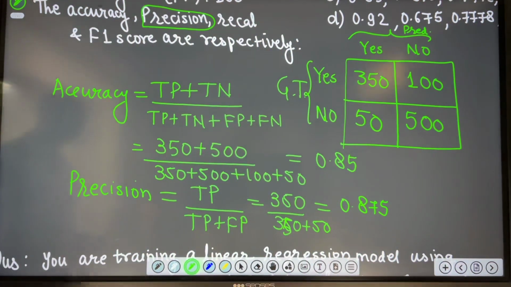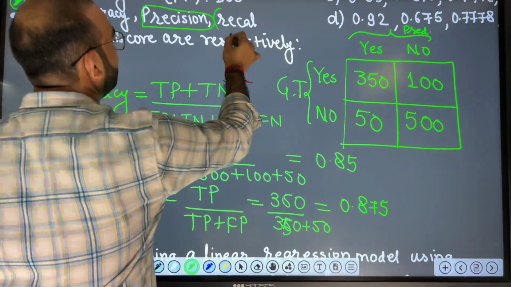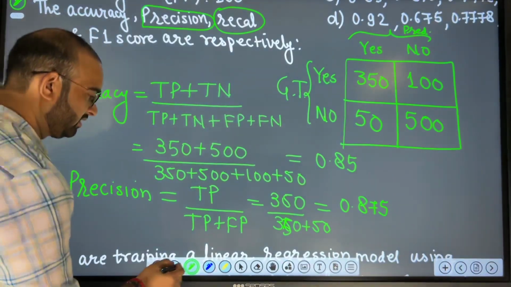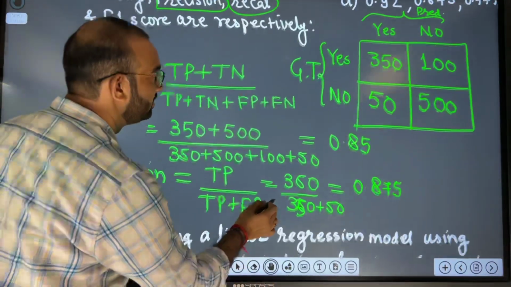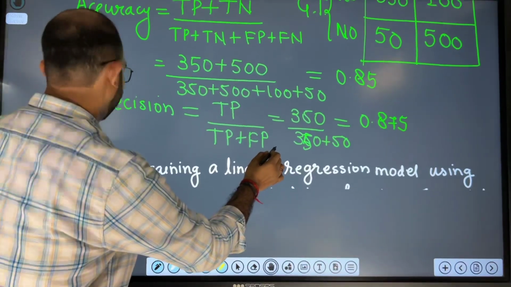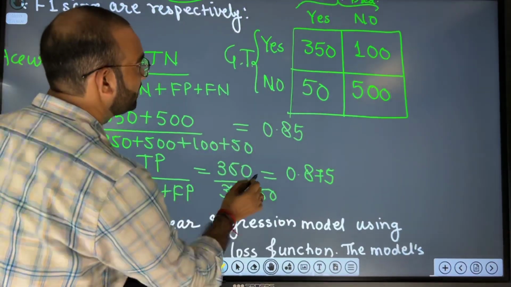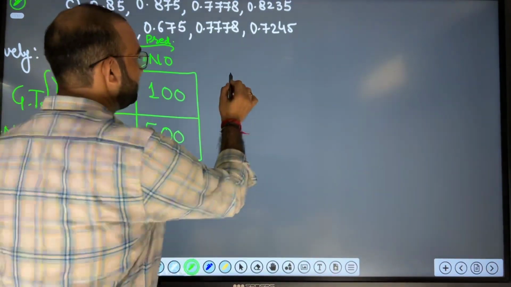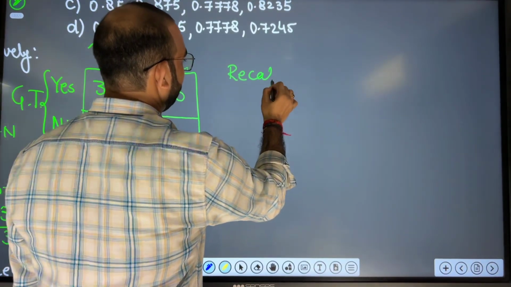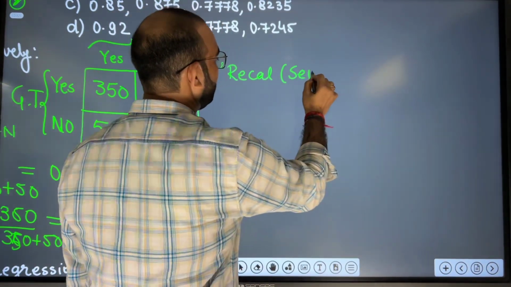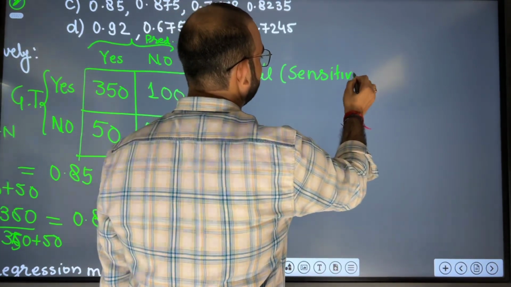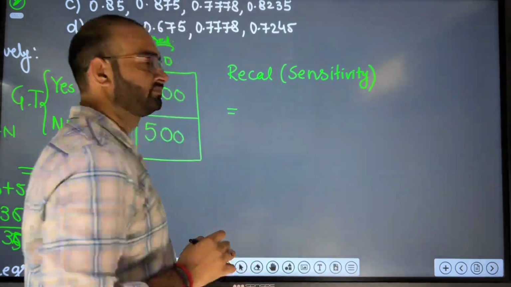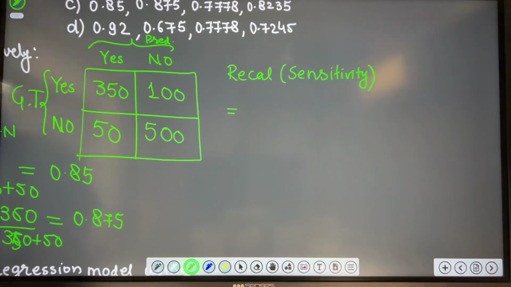Now we'll talk about the third term, recall. Recall is sometimes also called sensitivity. So how can we come up with that? Recall. We can take these values here and talk about recall. Recall is sometimes also called sensitivity, which means how sensitive your model is, right?